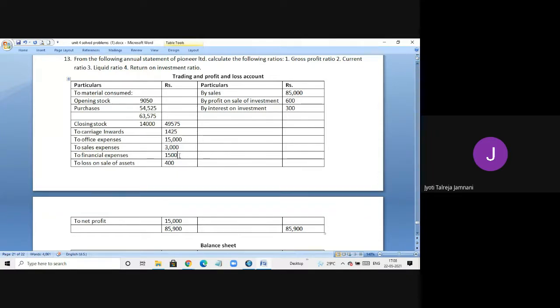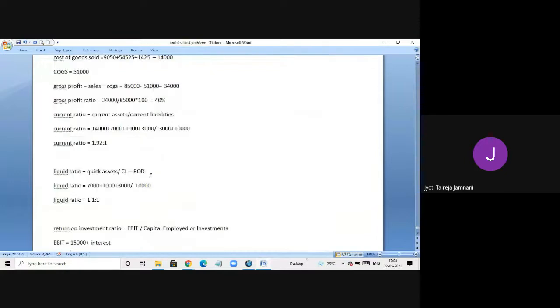This financial expense that is given is the interest amount that we have to consider, because as I had told you earlier also, financial expense is nothing but the interest on loan that you are paying. It's related to where you're getting funds and how much interest you're paying. So this 1500 we have to add back so that we can make net profit as EBIT. So interest is 1500, which is the financial expense which is given. So 15,000 plus 1500, if I do, 16,500 is the EBIT.